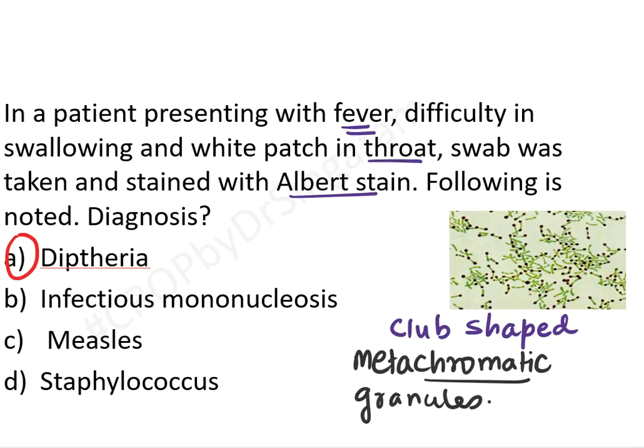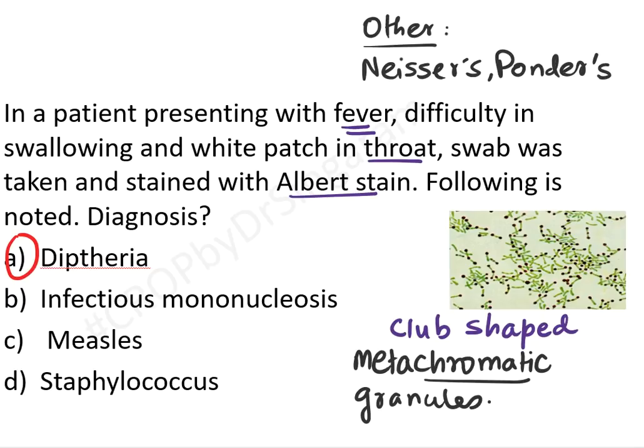One of the special stains is Albert stain. What are the other special stains which can be used while evaluating a case of Corynebacterium diphtheriae? They are the Neisser stain and the Ponder stain. So two important MCQs to be remembered. These are the special stains for Corynebacterium diphtheriae. Right, let's move on to the next question.